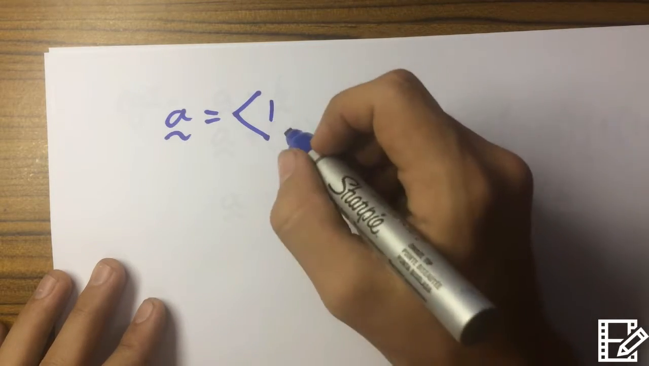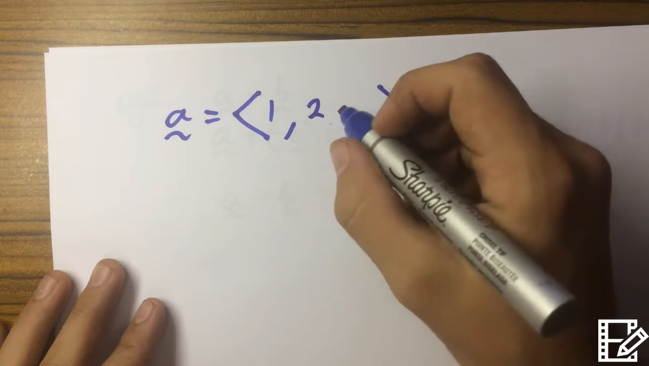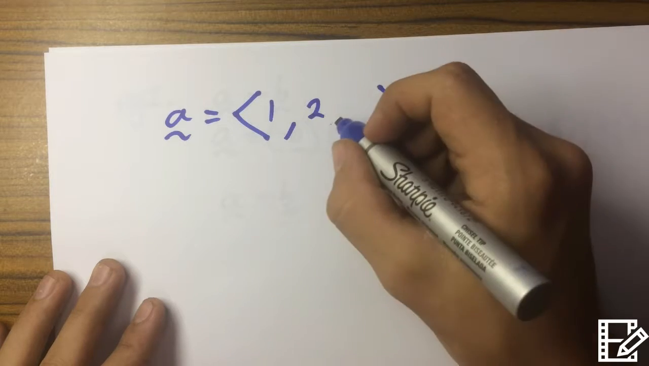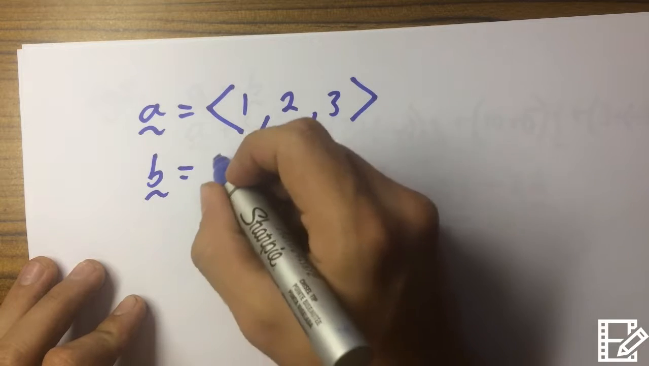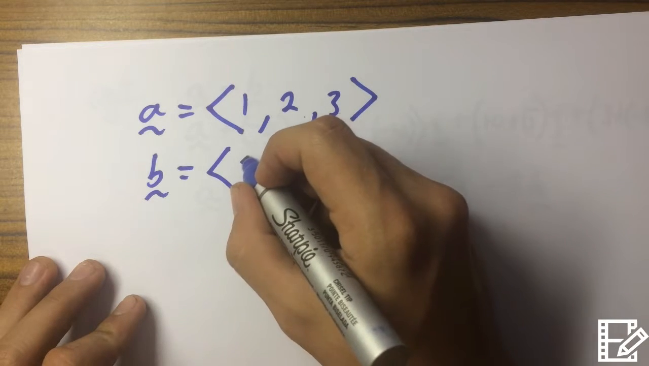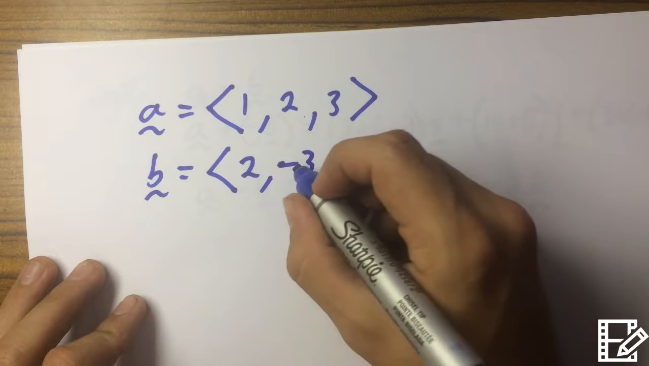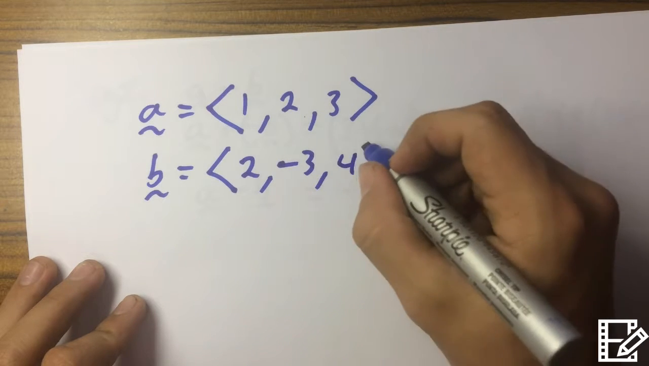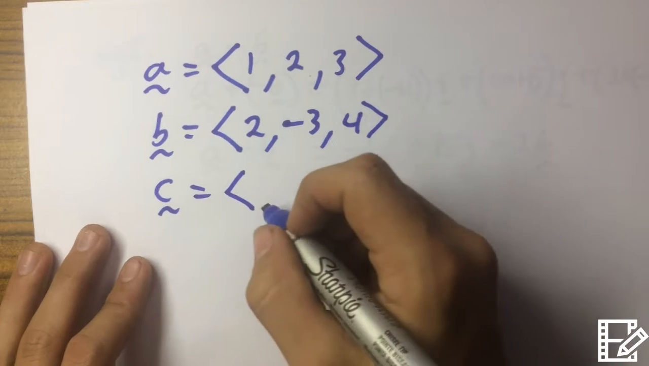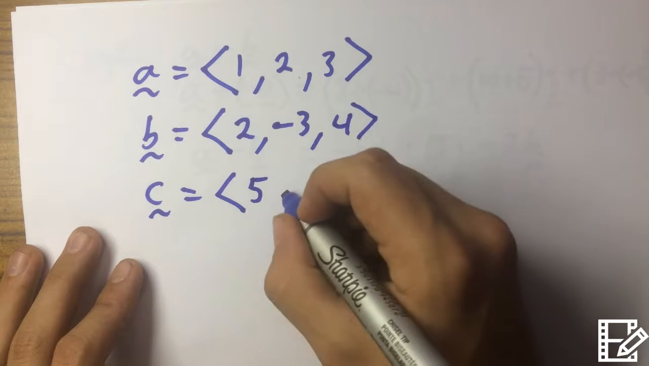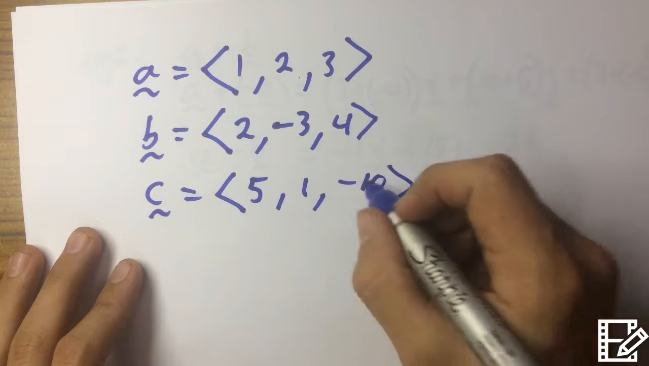So this one's going to be positive. It's going to be 1 in the positive i direction, 2 in the positive j direction, and 3 in the positive k direction. Our b vector is going to be 2 in the positive i direction, 3 in the negative j direction, and 4 in the positive k direction. And our c is going to be 5 in the positive i direction, 1 in the positive j direction, and 10 in the negative k direction.